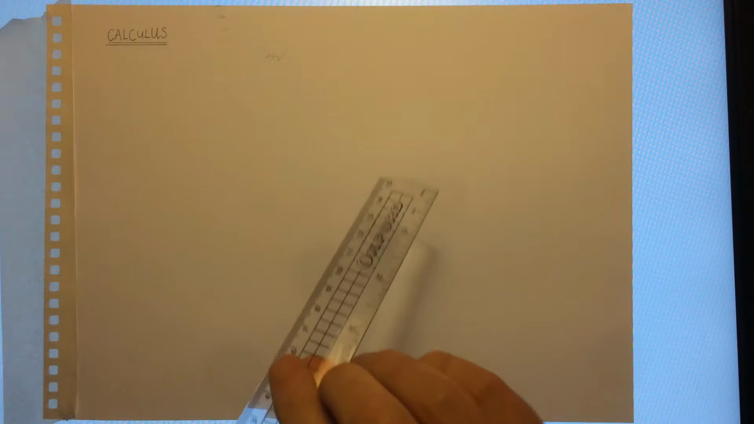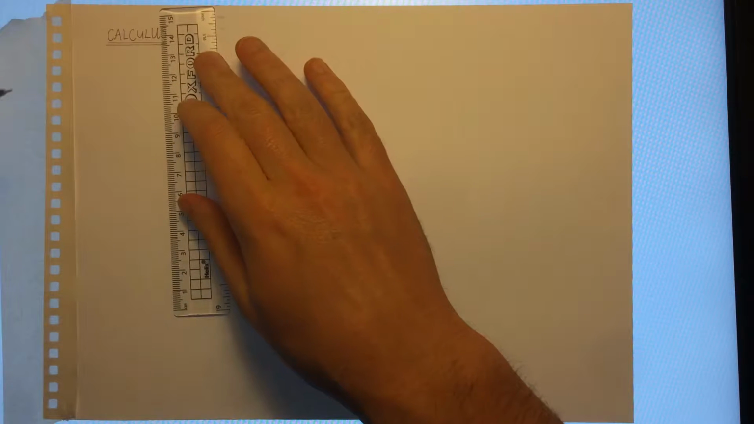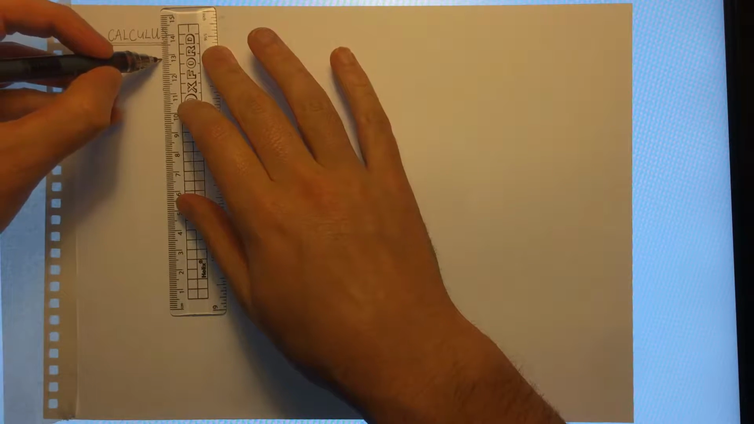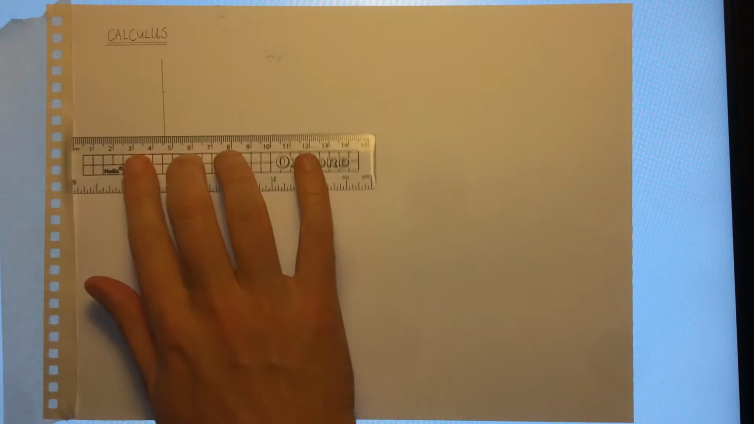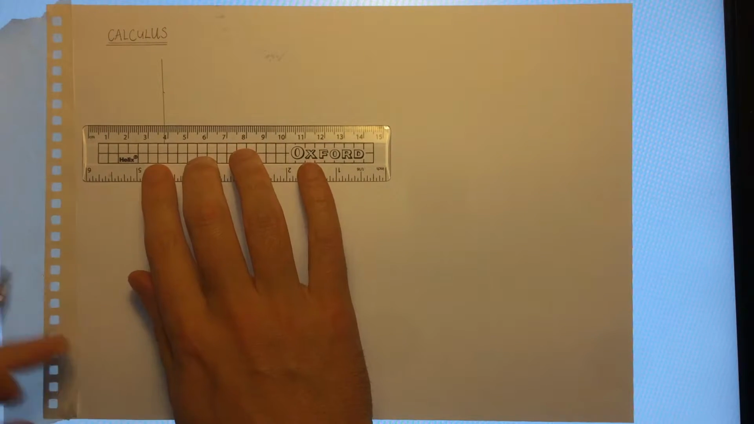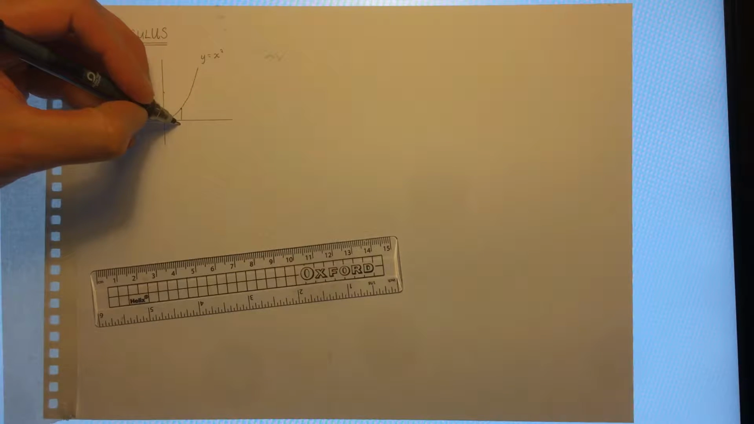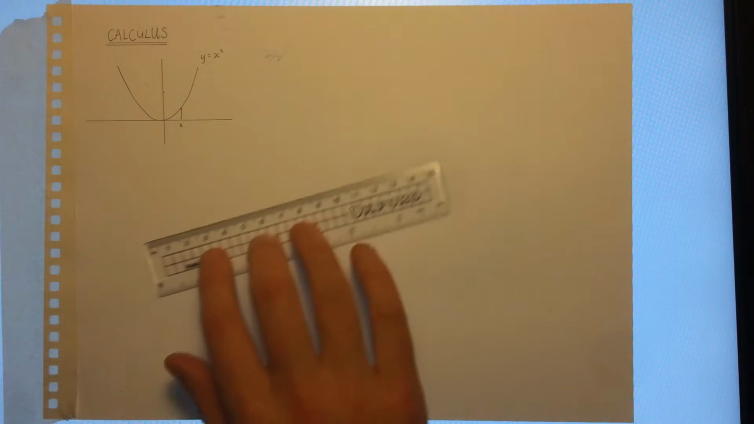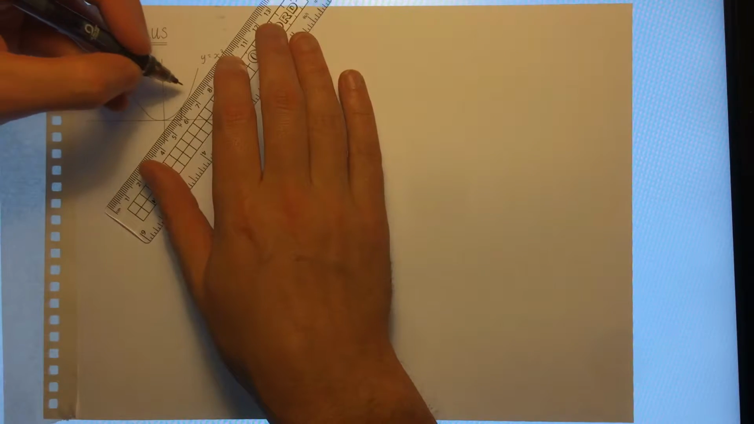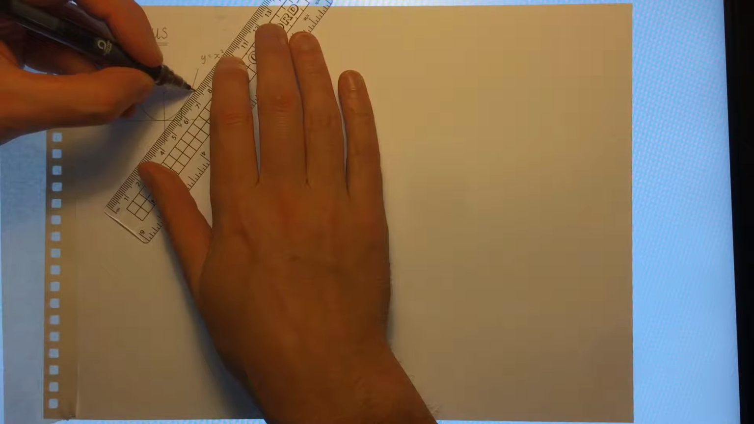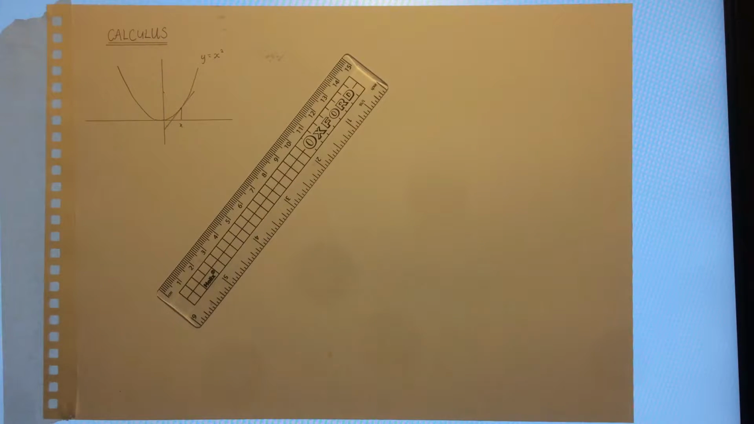Let's look at calculus. So let's take a function, and as an example function we'll use y equals x squared. And let's ask ourselves, at some particular point, at some particular x, what's the slope? So if we draw a tangent line, what's the slope of that line?